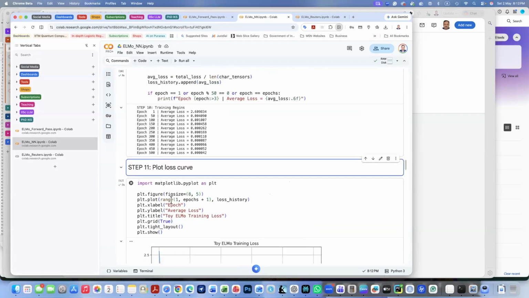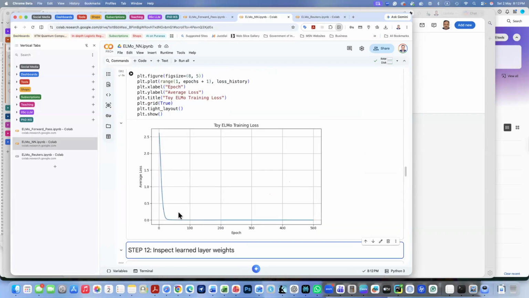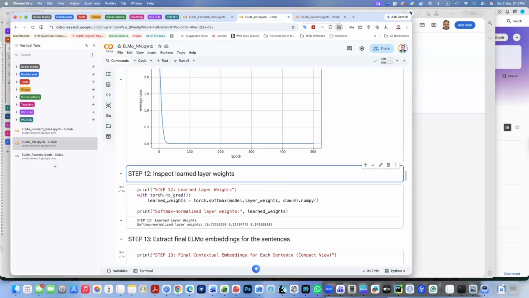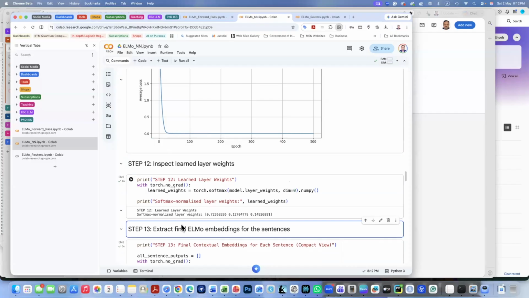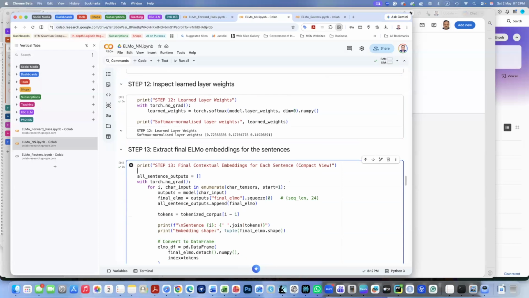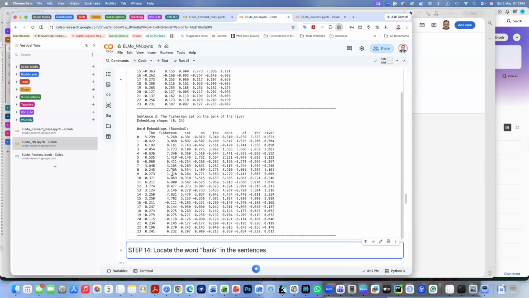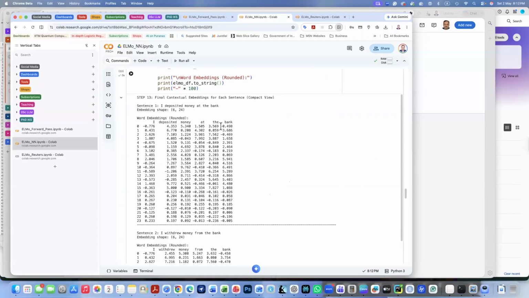Okay, training is over. Now let me see the loss curve. So it has learned something, definitely, but learning happened very quickly. Now I see the weights. That is not important. Now let's come to the all-important thing: what are the embeddings, and whether it is able to decipher things correctly or not. So I got 3 embeddings. I'm interested in the embedding for bank because that is my focus area. So I got some embedding for the bank.